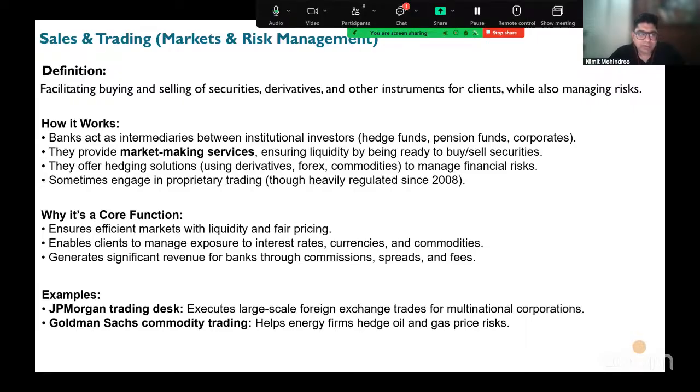So examples are like JP Morgan Trading Desk executes large-scale foreign exchange trades for multinational corporations. Goldman Sachs Commodity Trading helps energy firms hedge oil and gas price risk. So this particular area or function of investment banking did not get very clear to me.